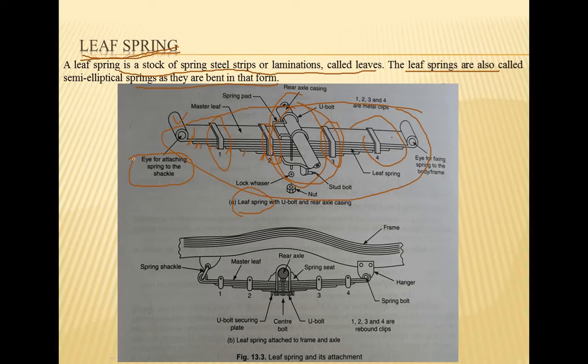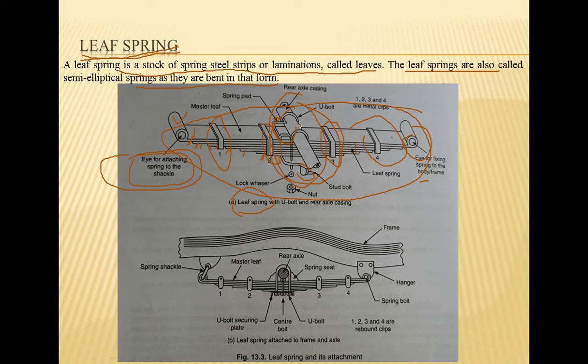On one end, the spring bolt passes through the eye and the spring is attached to the frame. The eye at the other end is secured through a shackle which connects the spring to the chassis frame. The shackle helps in accommodating any change in the length of the spring. So here these are the eye for fixing the spring to the body frame, and here the eye for attaching the spring to the shackle. So various parts are there. This is the stud axle, then these are the leaf springs we have discussed already. Then this is the spring pad.